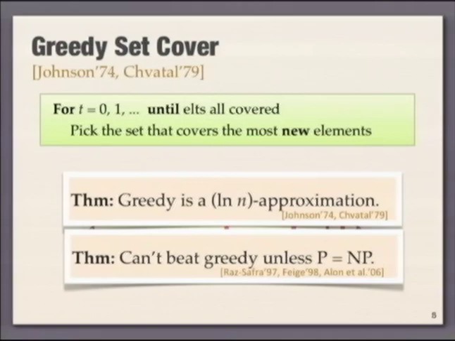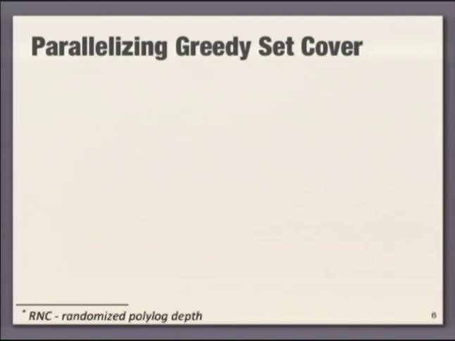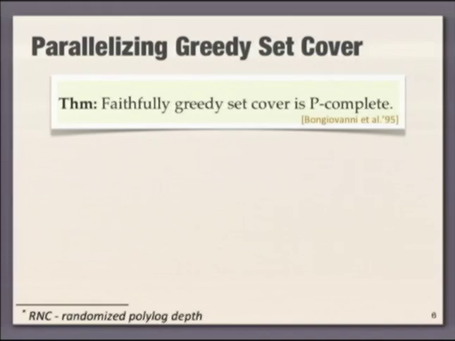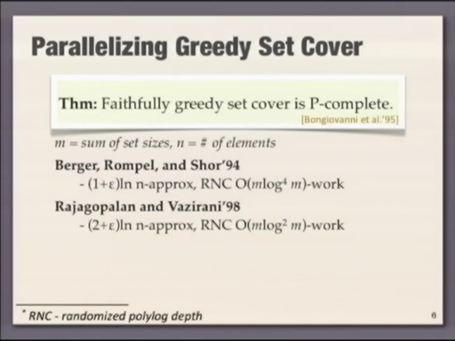This algorithm is inherently sequential. Everything you pick at an iteration depends on the choices you made in the previous ones. So if you're thinking about making this parallel, what can you do? First, a bad news. If you want to simulate the greedy process exactly, it's going to be P-complete. That has been shown before. So a lot of effort has been put into approximating it. There have been results of this kind in the past, where either you get like 2 times natural log n approximation, or in both cases, the work is more than the work that you would do in the sequential case.